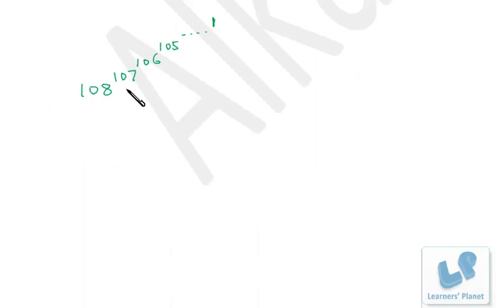Now we have to find the unit digit of this expression. It seems to be tedious once again. 108 raised to 107 raised to 106 raised to 105, and till 1 the sequence is going on, right? A very, very, very big number. So we have to find the unit digit of this expression, right?